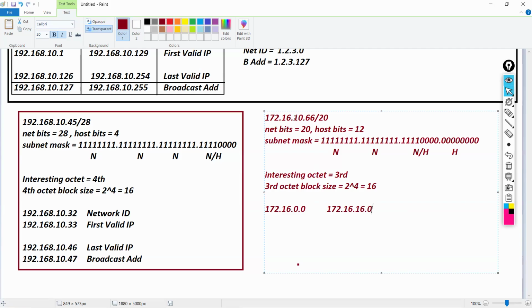Now what is my value in the interesting octet here? It will already come in the first value. I don't need this. But based on this, first of all, I will know that if this is starting at 16.0, this one will end at 15.255. Correct? Then I don't need it. Now I can start designing my valid IPs.